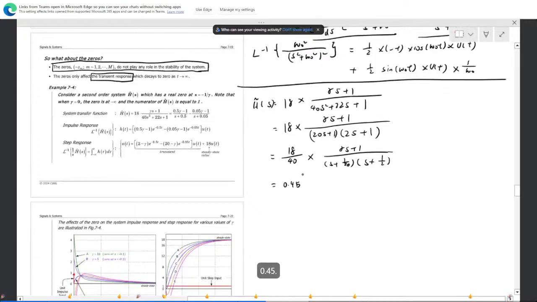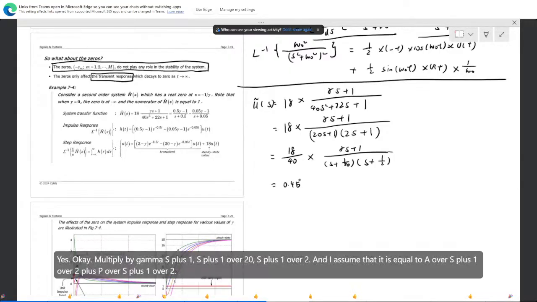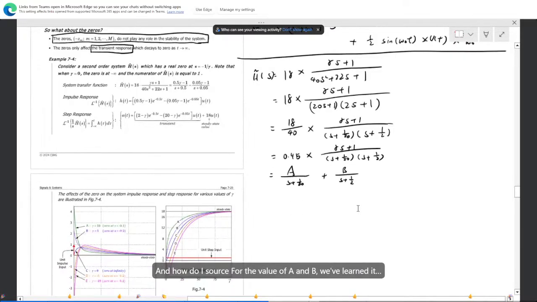0.45. Is it correct? It will be 0.45. Yes. Okay. Multiplied by (gamma s plus 1) over (s plus 1 over 20)(s plus 1 over 2). And I assume that it is equal to a over (s plus 1 over 2) plus b over (s plus 1 over 20). And how do I solve for the value of a and b? We've learned it in the previous lectures.